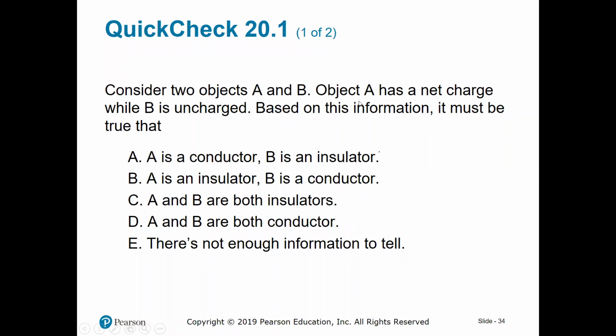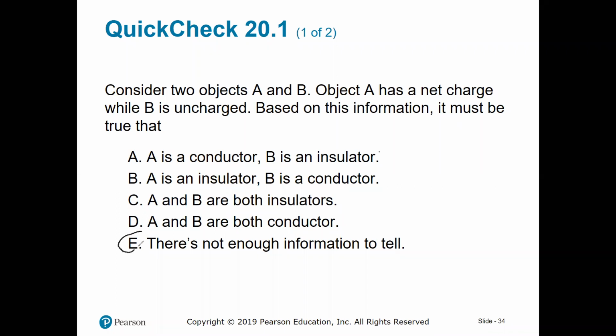Okay, so we do have some questions here to go through. Consider two objects, objects A and B. Object A has a net charge while B is uncharged. Based on this information, it must be true that either A is a conductor, B is an insulator, A is an insulator, B is a conductor, A and B are both insulators, both conductors, or you can't tell. So the answer is you can't tell. There's not enough information. Just because something has a charge, object A could be either a conductor or an insulator. Just because it's charged doesn't give us any information on that. And B, same thing. It just tells us it's a neutral object. It doesn't tell us anything else. So there's not enough information to make that call.